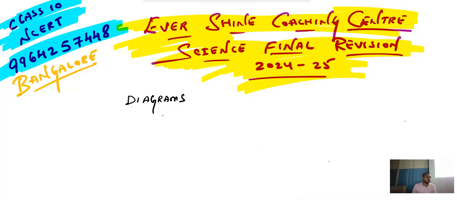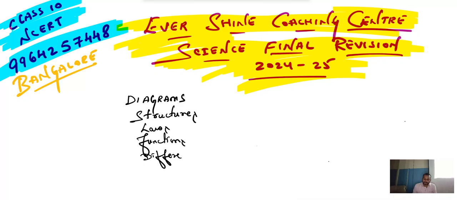First, we have to concentrate on the diagrams part, second, on the structures, third, on laws, fourth, on the functions, and the fifth one, on differences. Observe here, students, this is one of the most important areas which we want to focus on a lot to pass in science. Diagrams, structures, laws, functions, differences.